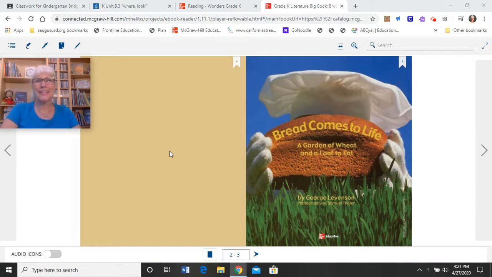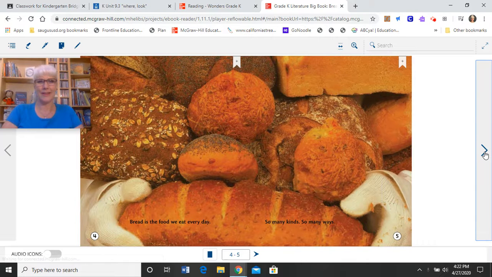Hi, kindergartners. Today, as we look at the book, Bread Comes to Life, we're going to be looking at the relationship between the text, that is the words, and the illustrations, which in this case are photographs. And we're going to learn and see how the author and the illustrator put them together to help you understand the purpose of the story better. So it's basically looking at pictures today. That should be fun. All right.